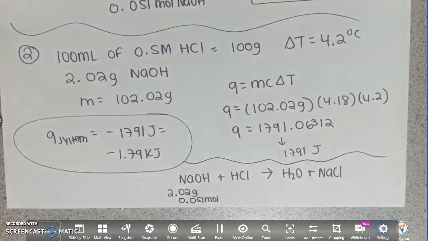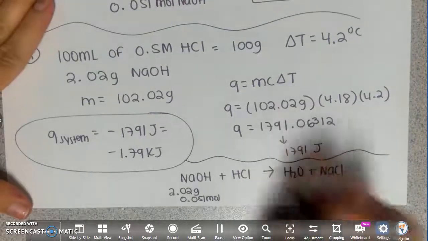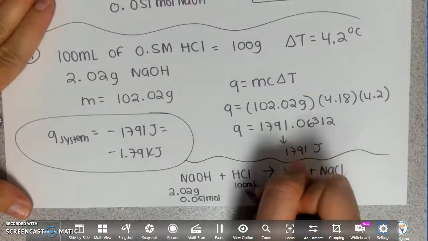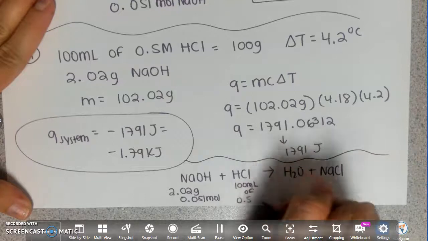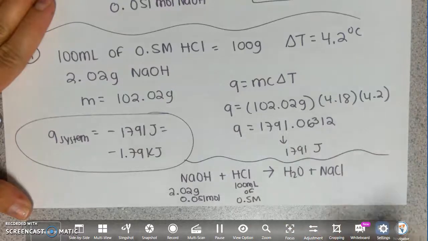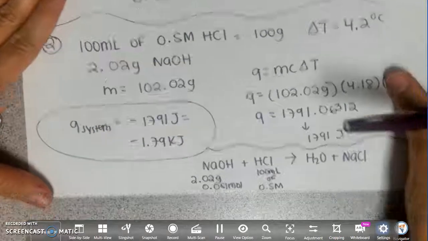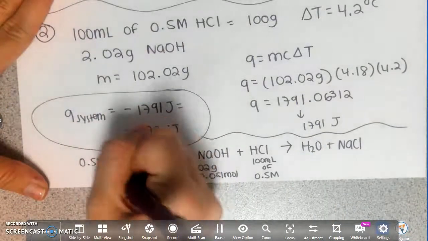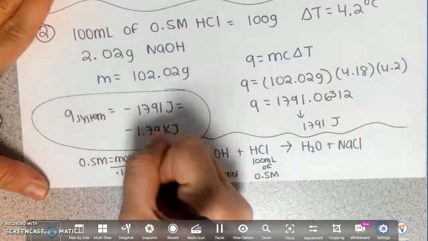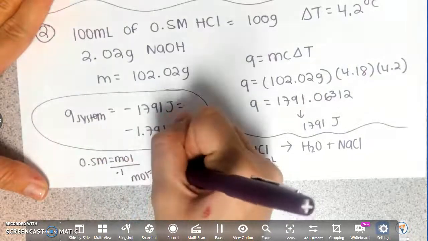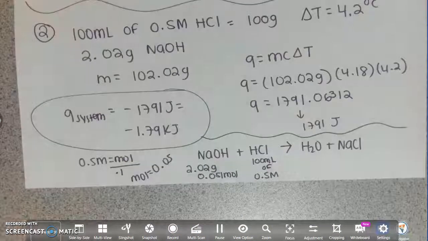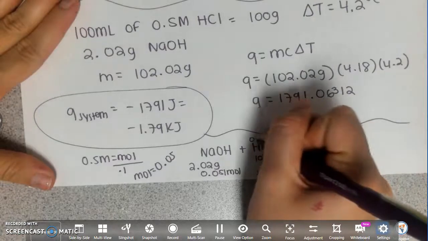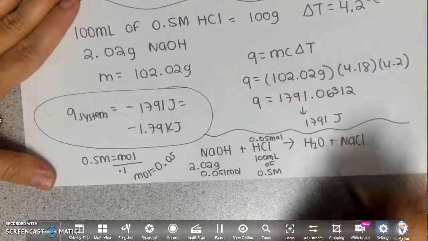Okay, and then HCl, we had 100 milliliters of 0.5 molar. So I need to figure out how many moles of HCl that is. So 0.5 molarity, moles over liters, so over 0.1. Moles, 0.05. Yes. So we had 0.05 moles of each one.